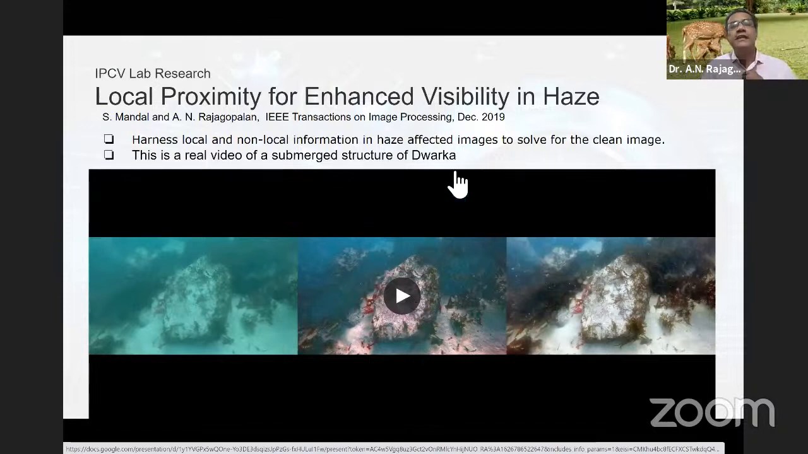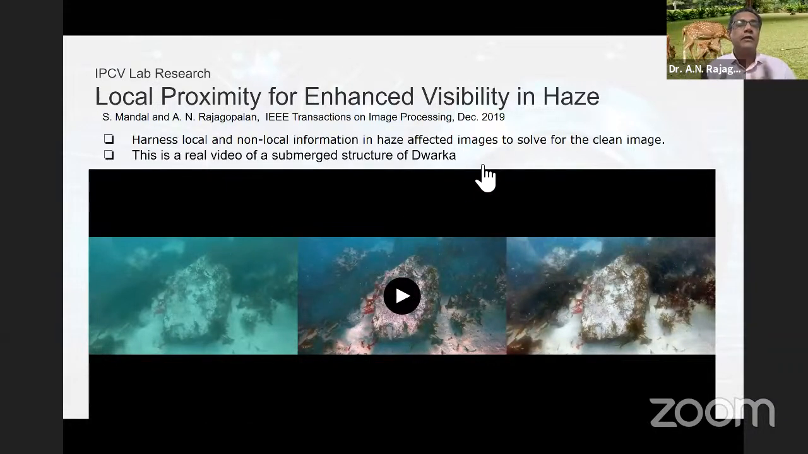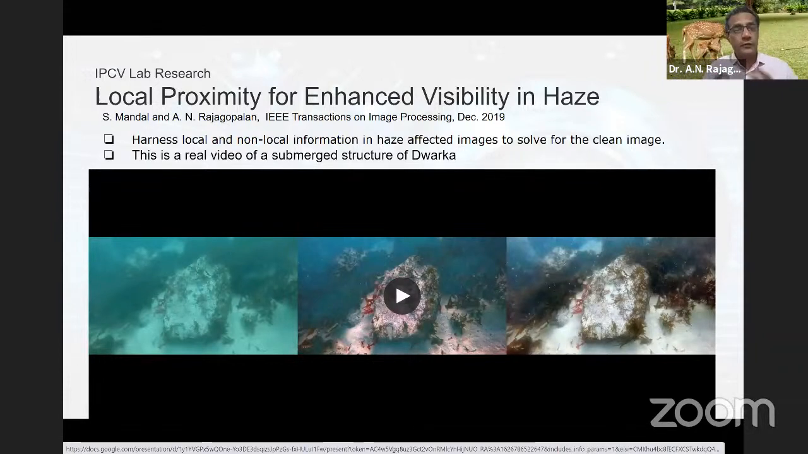So this is a TIP paper of 2019, where we use the idea of local proximity, which basically means that the attenuation and the airlight, two important factors which contribute to haze, are assumed to be locally constant, and then we use non-local means to estimate the irradiance.